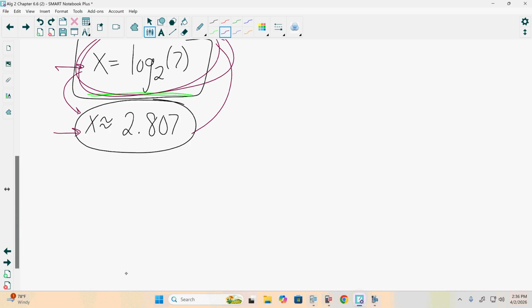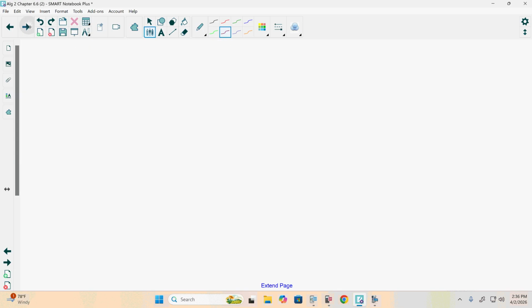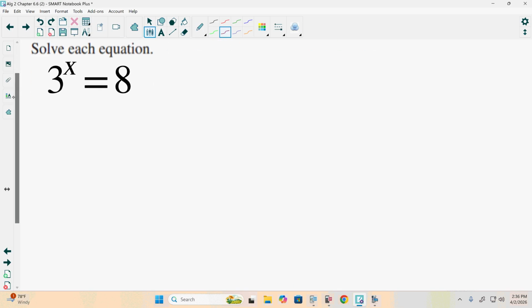We ready for the next one? Do we have one term on either side? Yeah. 3 to the x is a term. 8 is a term. So we do have one term on either side. I'm going to rewrite it to give myself a little bit of space.